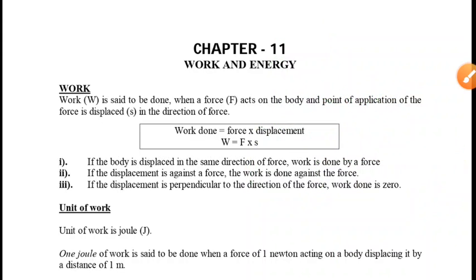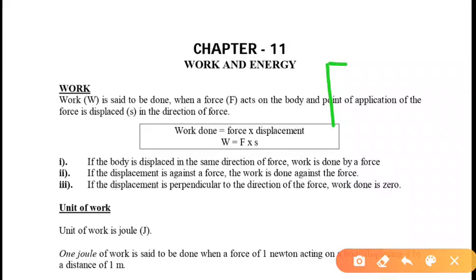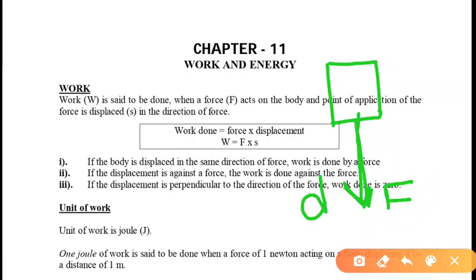Now what are the examples of these three? An example of positive work is work done by gravity. We know that if any object is falling downward because of gravitational force F, then the displacement is downward. The force is also downward, because gravity always works downward. So work done by gravity is always positive work.